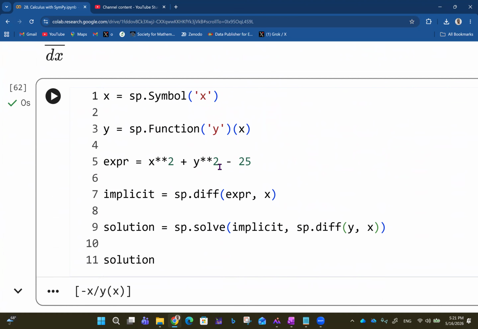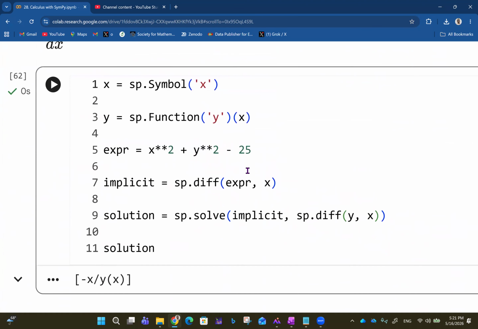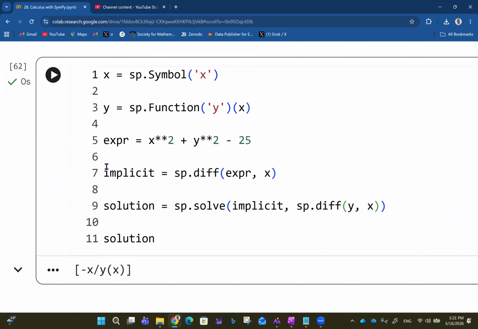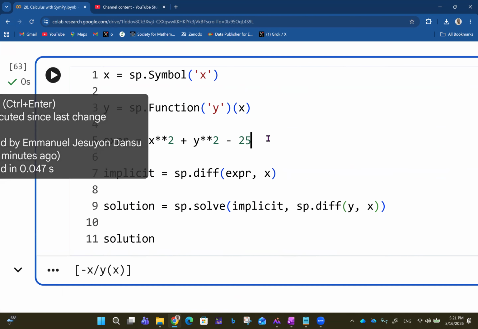X is a symbol, y is a function. Then the expression is x squared plus y squared minus 25. So you bring the 25 to the right-hand side, and then you do sp.idiff, differentiate the expression with respect to x. So you have sp.solve, so it's more like you're solving an implicit sp.diff of y with respect to x, and then you get minus x over y, just like I got on the other side when I did it manually.